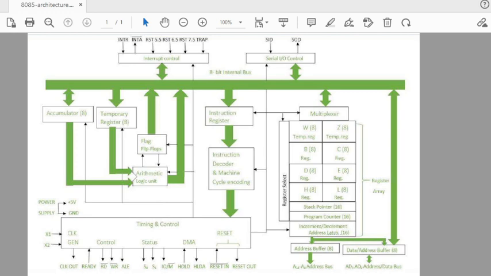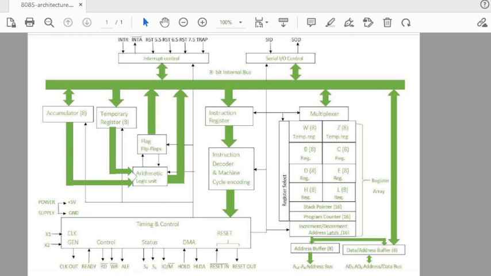When we activate the ALE signal, then the address can be transferred on AD0 to AD7, and including this, also on A8 to A15. Combining all this will make the 16-bit memory address in the case of the 8085 microprocessor. Then there are the status signals, S0 and S1.